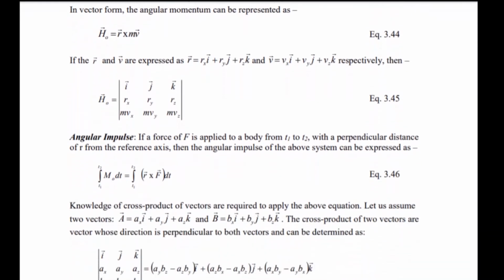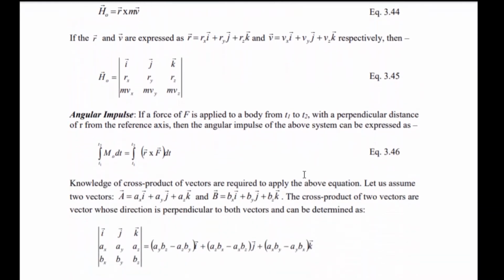Then the other term is angular impulse. We learned only impulse, that was linear impulse, and our impulse was force times the time of application of the force. That means if a large amount of force acts on a body for a small amount of time, we used to call it impulse. Now our topic is angular impulse.